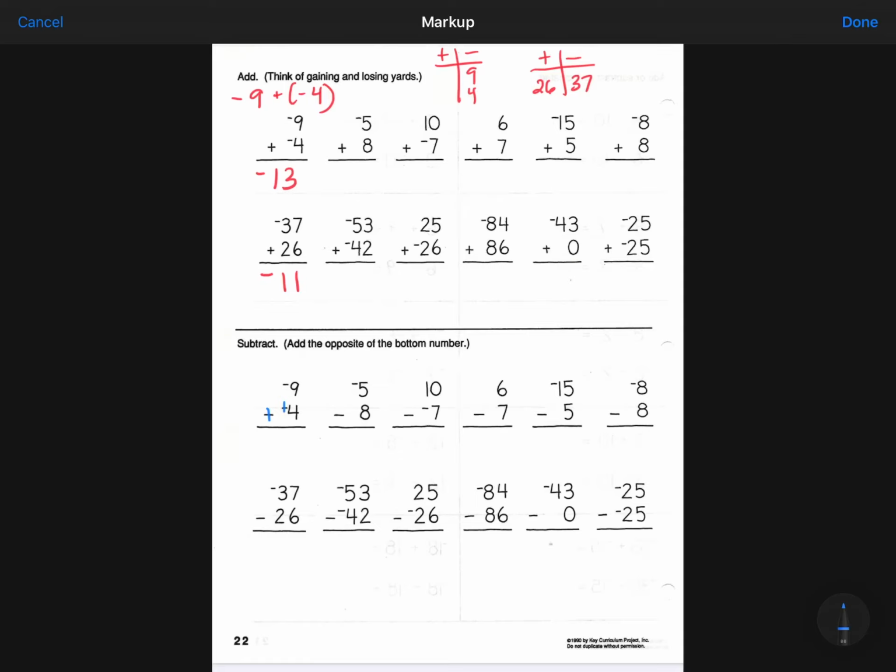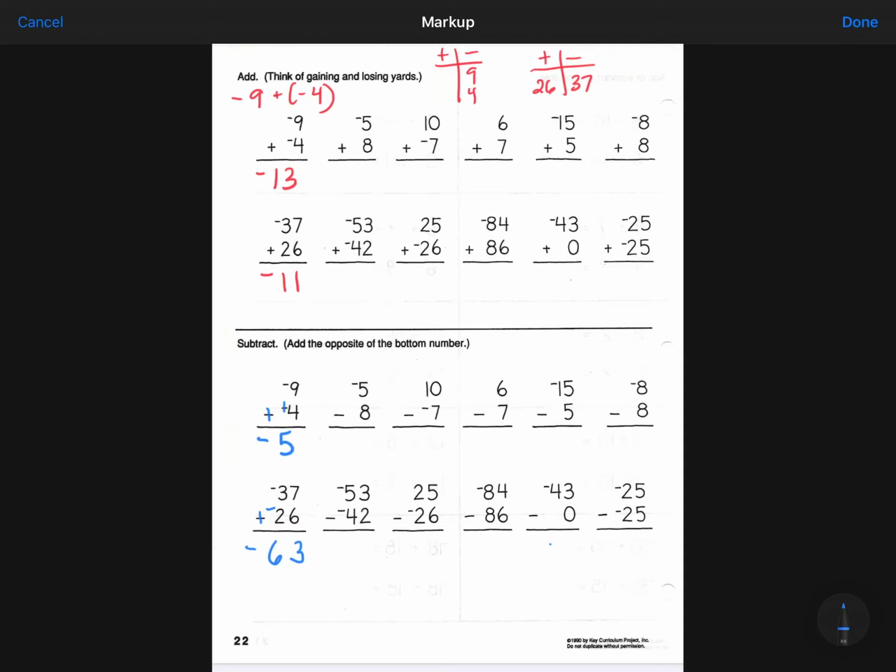Who won? The negatives. By how much? 5. Okay, if you look at the one down below, you're going to keep the top number, change it to addition, and change the second number to its opposite. Now I have two negatives. So who won? Obviously the negatives won, and their total points you have to add up, and you get -63.